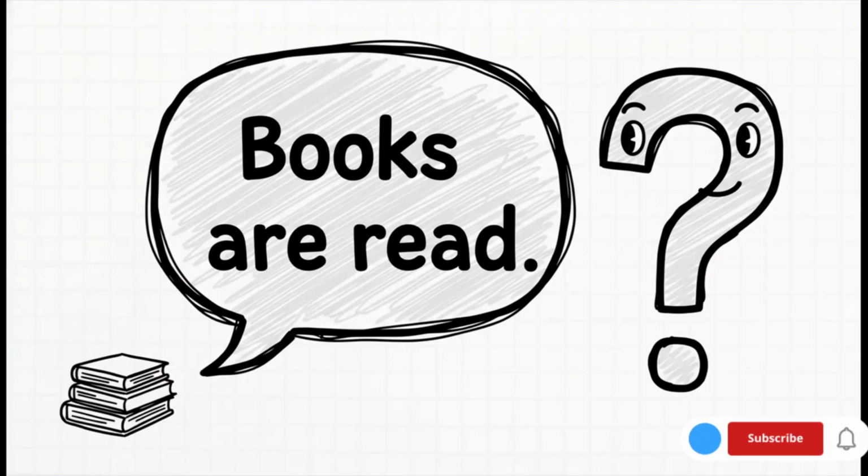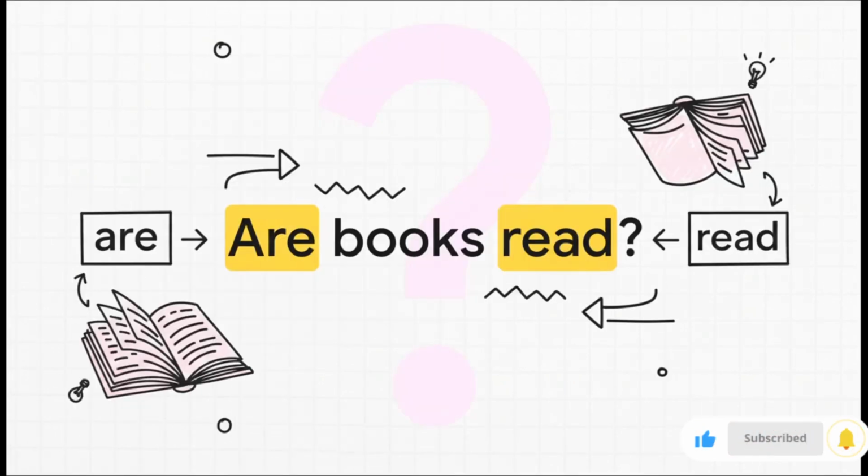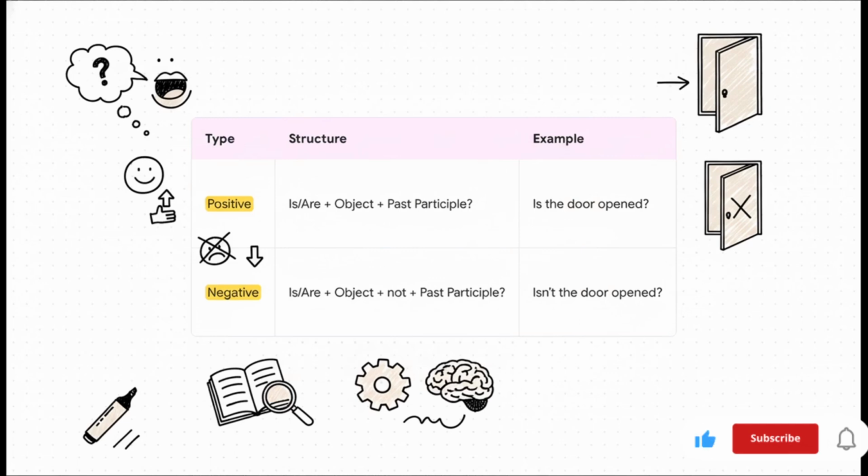So let's go back to our simple statement. Books are read. Now, how do we flip this into a question? You guessed it. It's another super simple move. You just take that little verb are or is and you slide it right to the front of the sentence. So books are read becomes are books read? Easy. And this table here really lays it out.